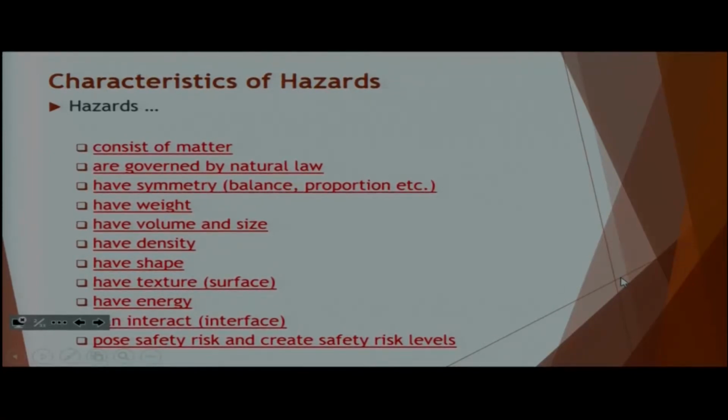Any hazards consist of matter. Also, hazards are governed by natural laws. They have symmetry, meaning balance or proportion. They have weight. They have volume and size. They have density. They have shape. They have texture or surface. They have energy. And they can interact or interface. And they pose safety risk and can create safety risk level.